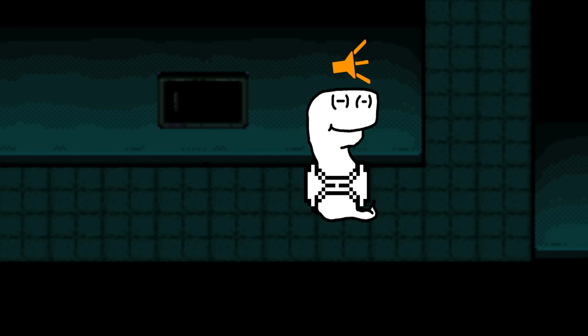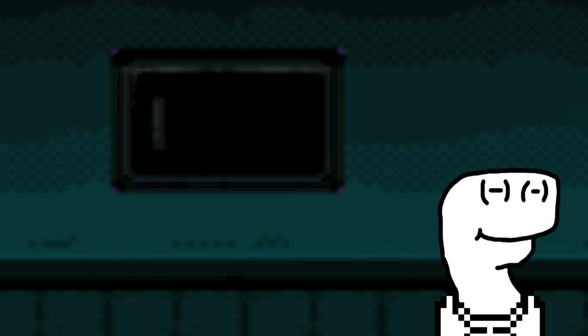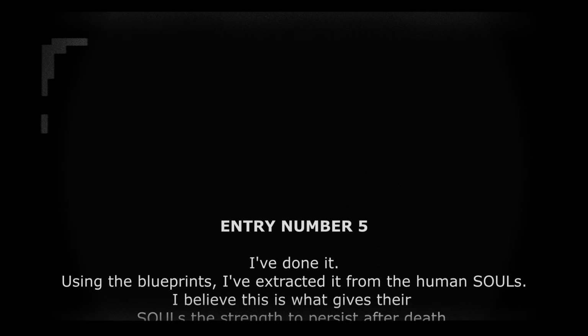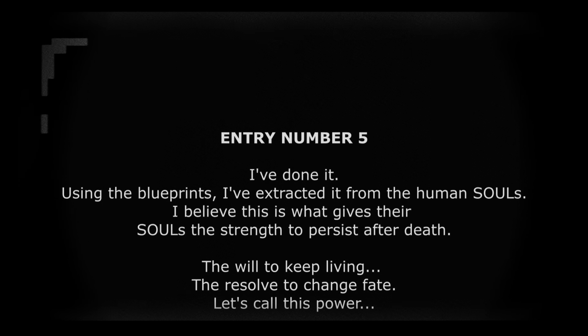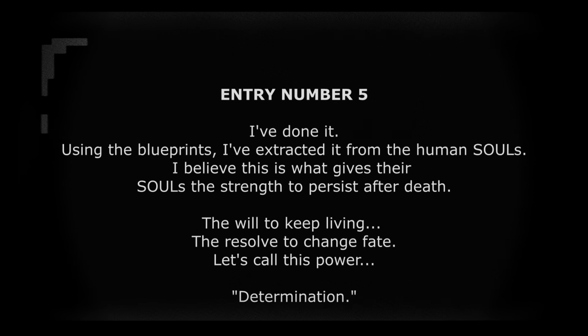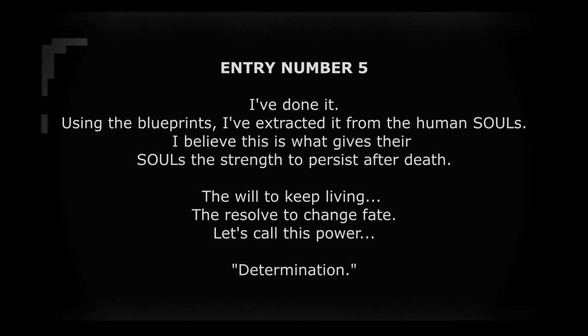Entry number 5. I've done it. Using the blueprints, I've extracted it from the human souls. I believe this is what gives their souls the strength to persist after death, the will to keep living, the resolve to change fate. Let's call this power determination.